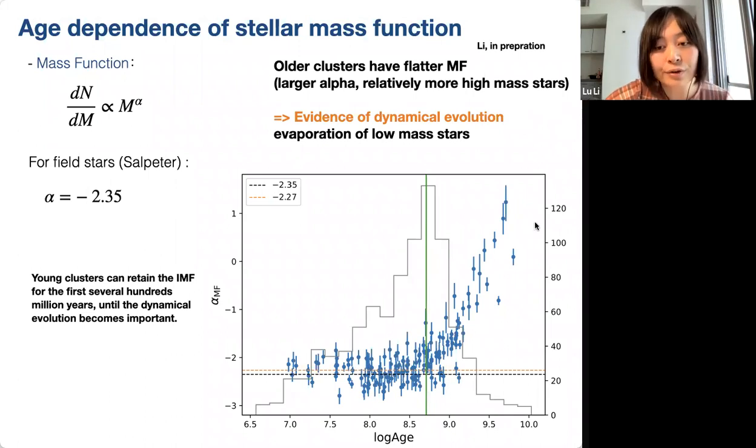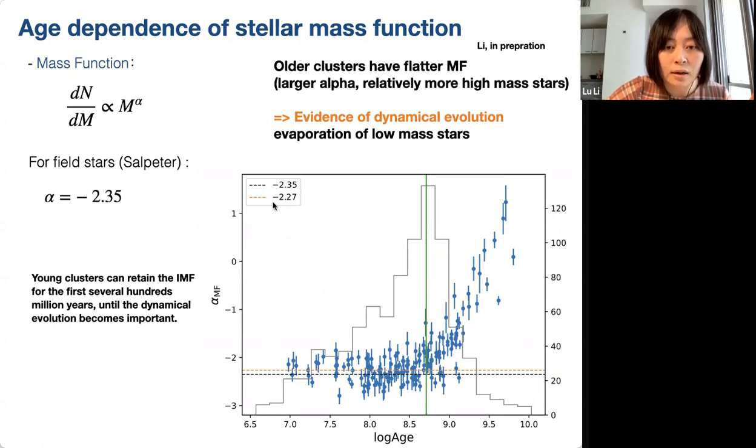And this is a trend of the mass function evolution with age. This turn point is very interesting. We found this for the first time. And this background histogram is the distribution of the clusters' age. We can say that a typical age of an open cluster is several hundred million years, right? Interestingly, the typical age is consistent with the turn point of the mass function evolution. This shows that the young clusters can retain the initial mass function for several hundred million years.